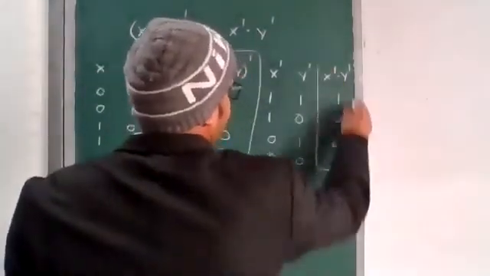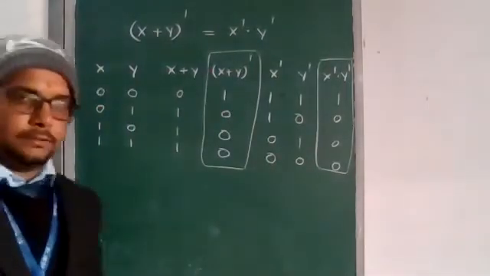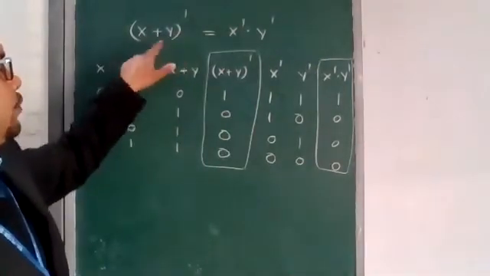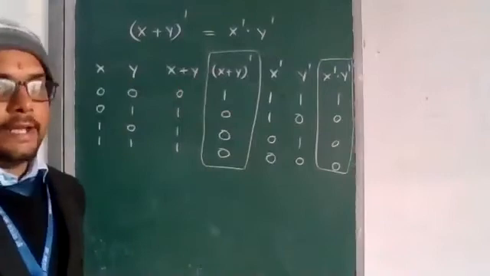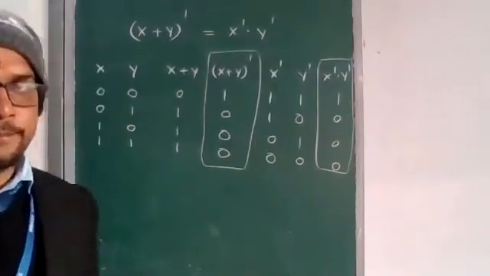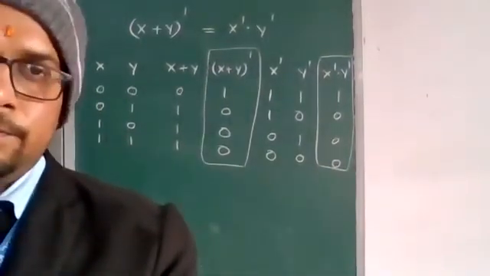And this is the value of the right hand side. Both the values are the same. So according to the truth table, both are equal. So (X plus Y) whole complement equals X complement dot Y complement. This is proved. So in this manner, you can prove De Morgan's first theorem.